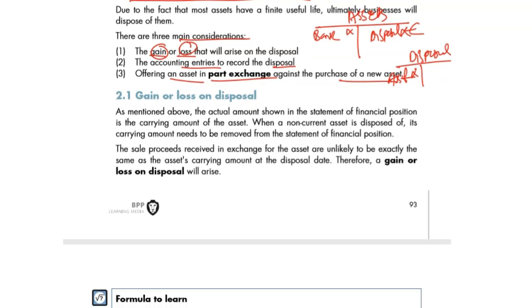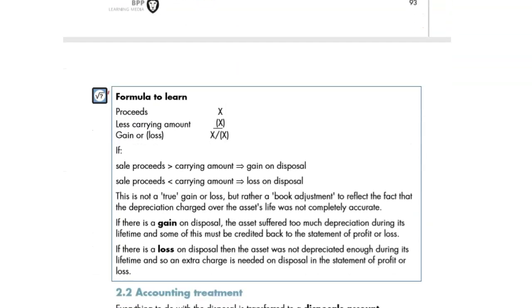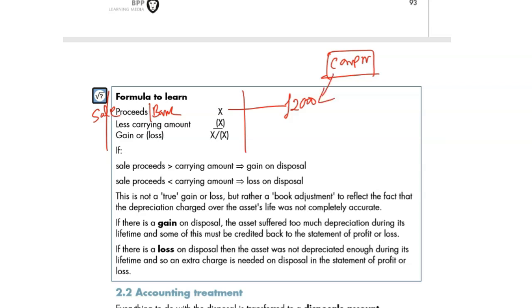Okay, let's talk about the gain or loss on a disposal. Normally you need to follow this formula. We have to compare the proceeds, meaning how much money we received from the sale of the asset. We call it sale proceeds, or bank, money received into your bank. How much money did you receive? Let's assume we received £2,000 by selling an asset, the computer. It's a super duper computer. Although it's old, we still sold it for £2,000.